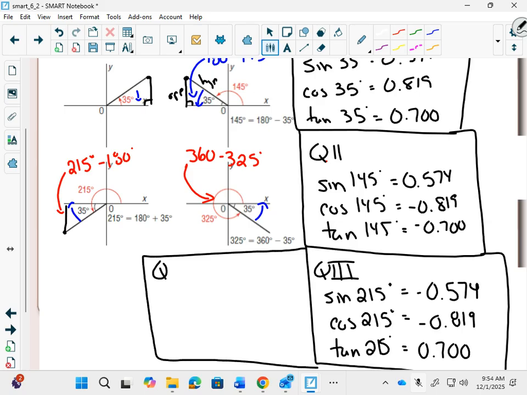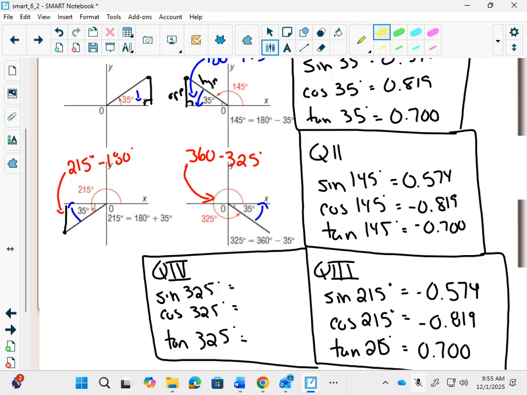Quadrant 4. Sine of 325 degrees, cos of 325 degrees, and tan of 325 degrees. Any predictions? First of all, does it make sense that if I made a dot on here and I drew it back, it would make the same triangle?